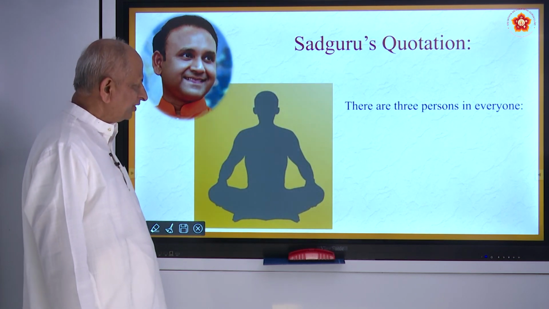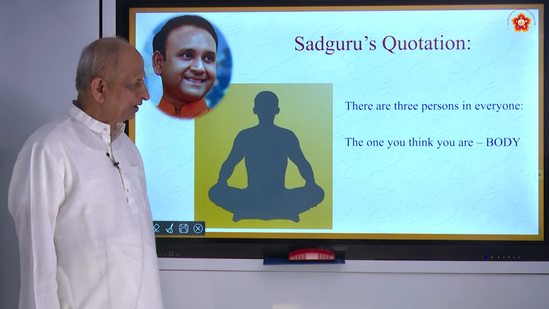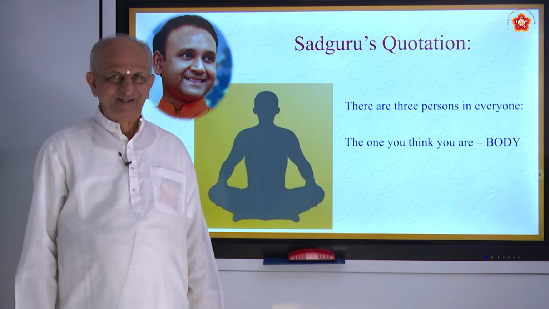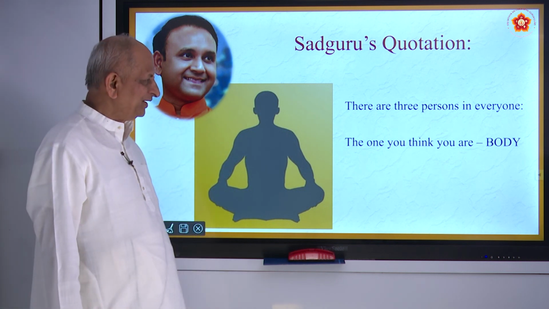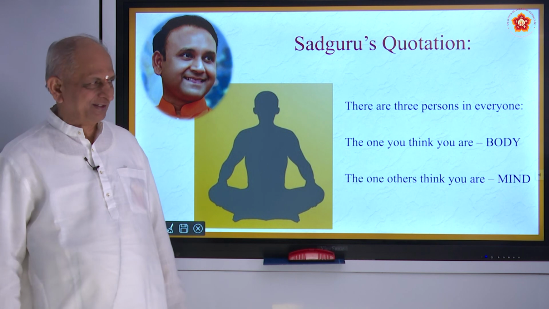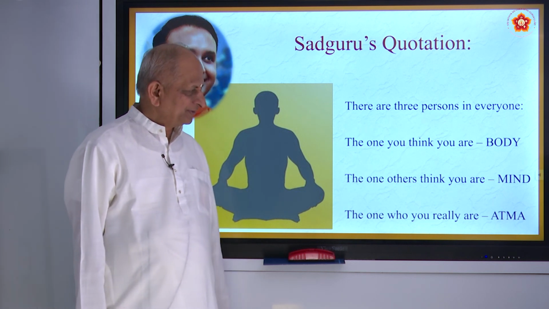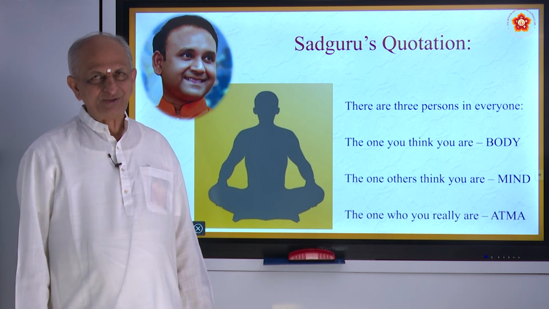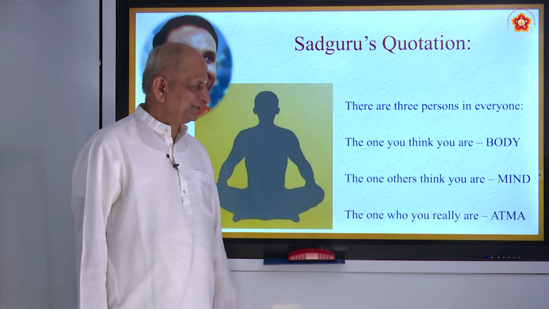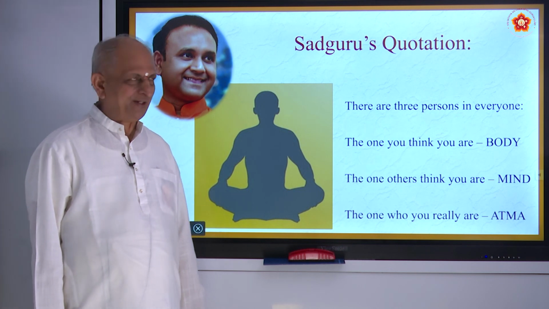Sadhguru quotation. You are not one person, but three. How three? The one you think you are. We think that we are the body. I am so tall, I have this face, hand, this, that. But others will think of you in a different way. They will think of your mind, you are dull, you are intelligent, you are a singer, you are a dancer. Like that they think, it is the mind. But really, we are neither the body nor the mind, but we are Atma, Satchidananda Swarupa. Is it not? That is what our Sadhguru says. So the one you think you are, the one others think you are, the one you really are, all should become one. That is Atma.